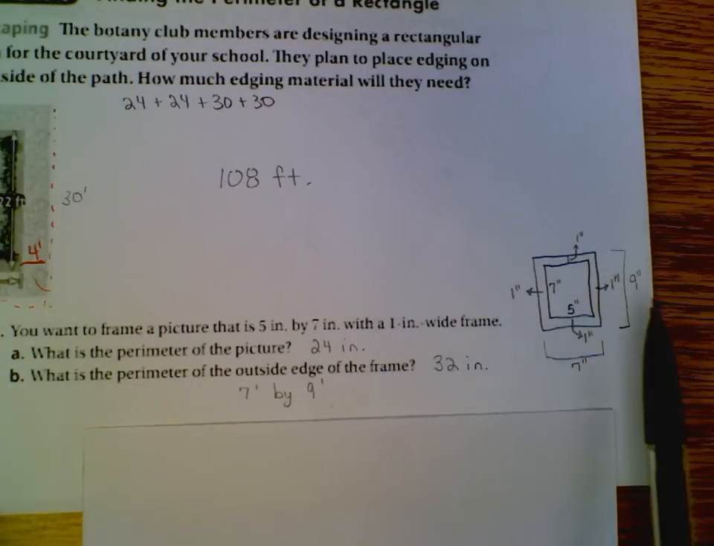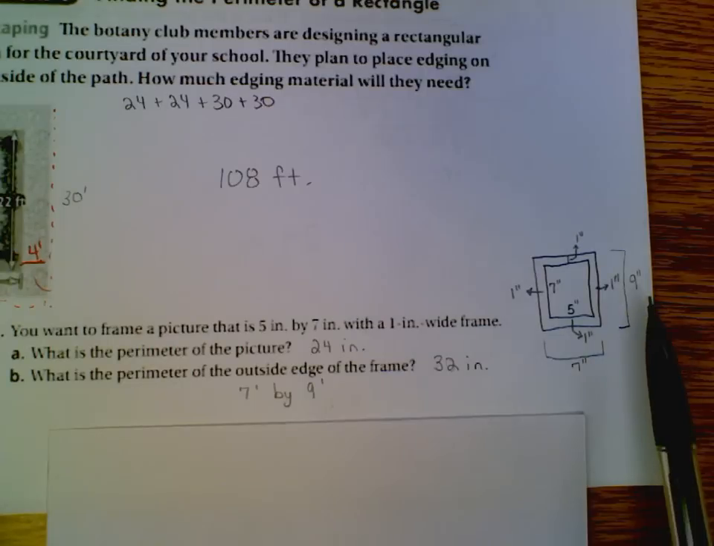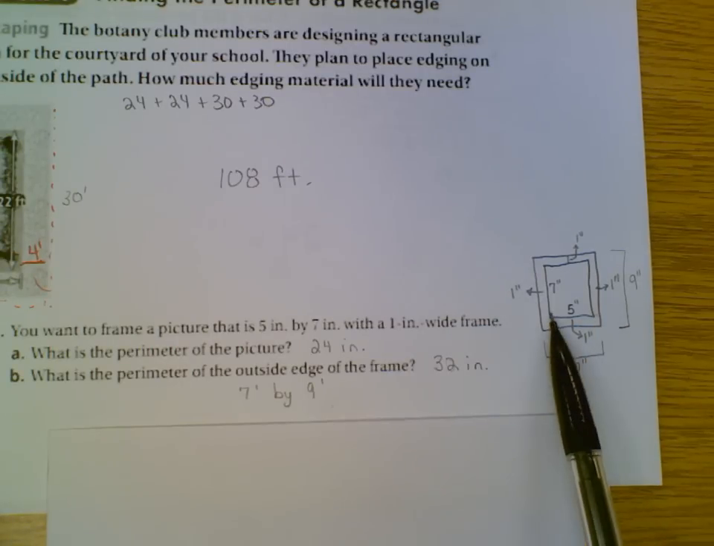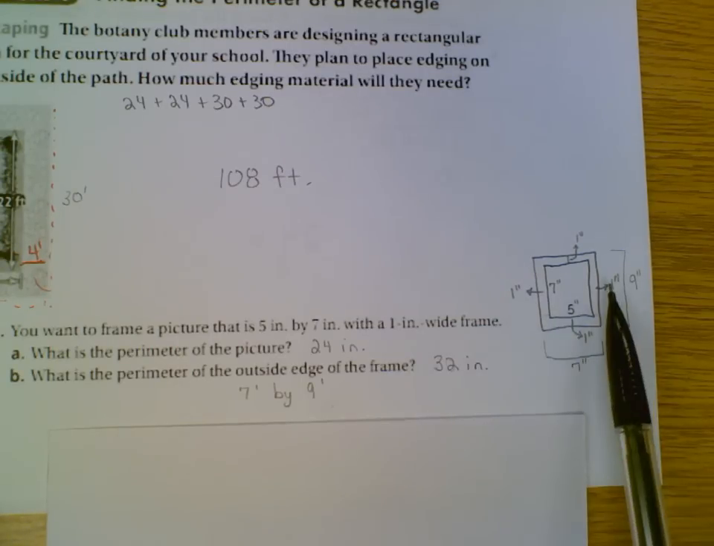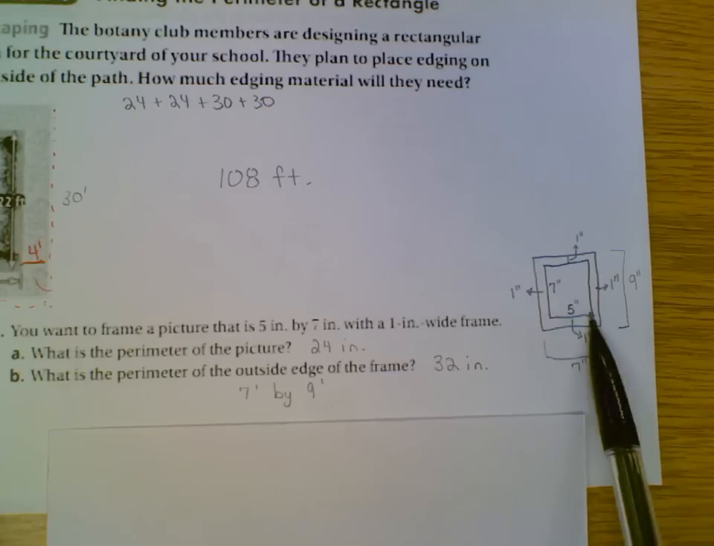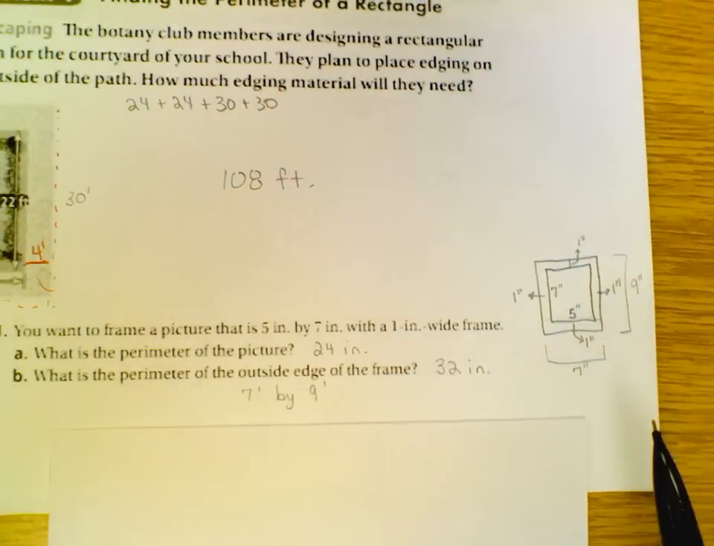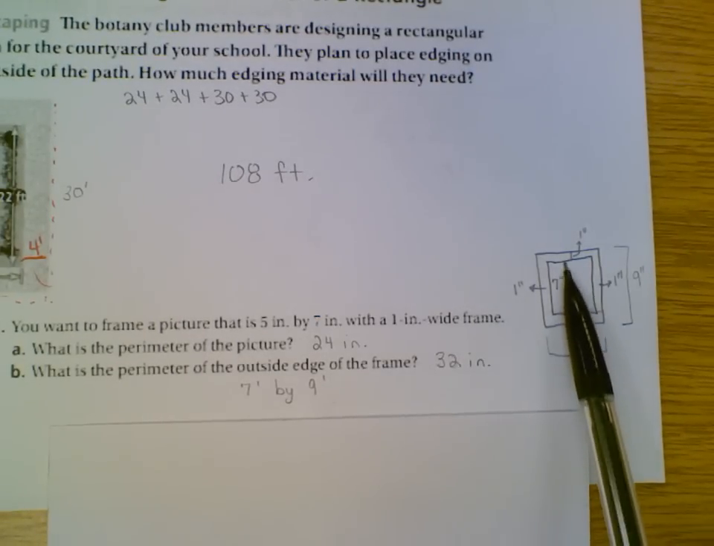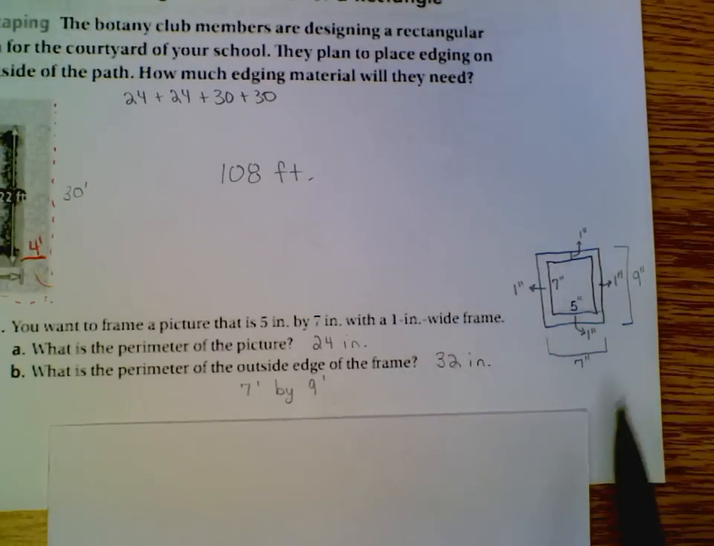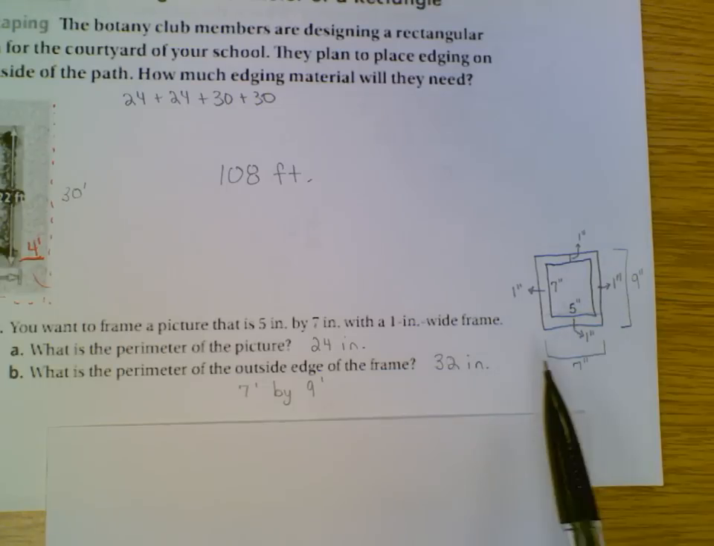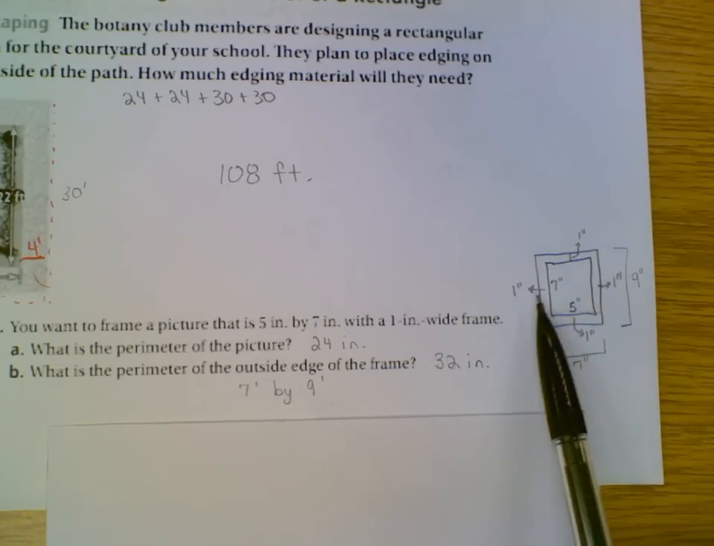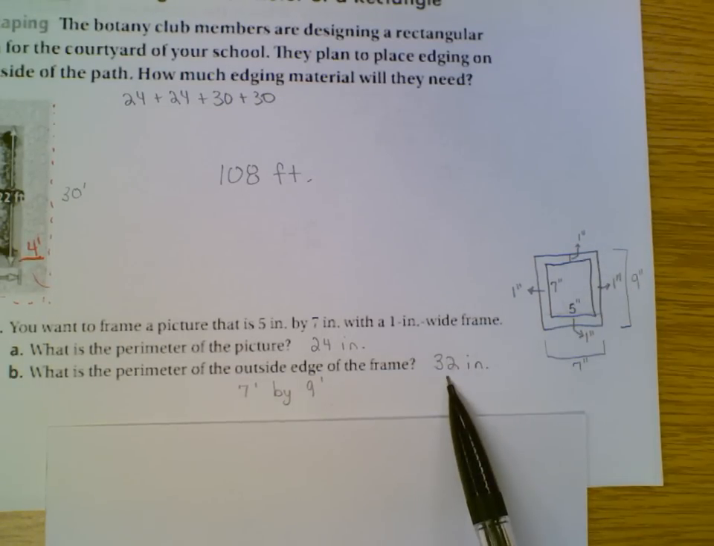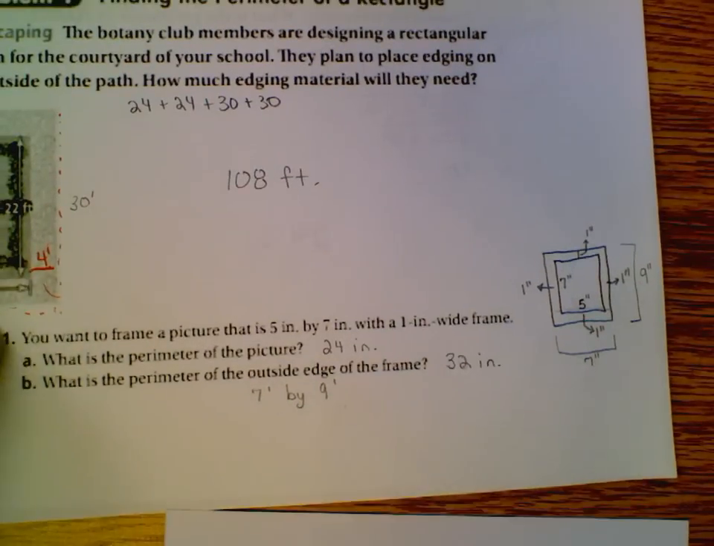Now it wants the perimeter of the outside frame. So here's where you have to add on those additional inches from the frame. So my width is 5, but I have to add on an inch to both sides. So that's how I end up getting 7. Same thing can be said for my length. I have 7 inches for my length, but I have to add on an additional inch to both sides, so I get 9. So you would want to add 7 and 7 and add 9 and 9, and you'll end up getting that 32 inches.